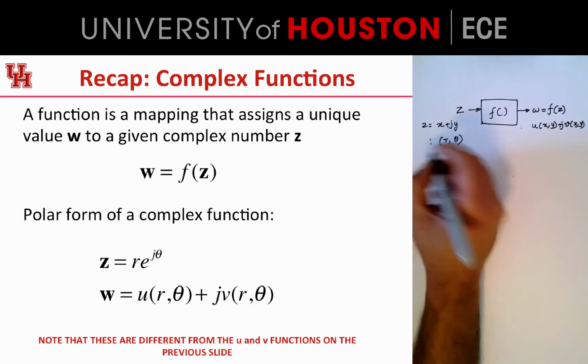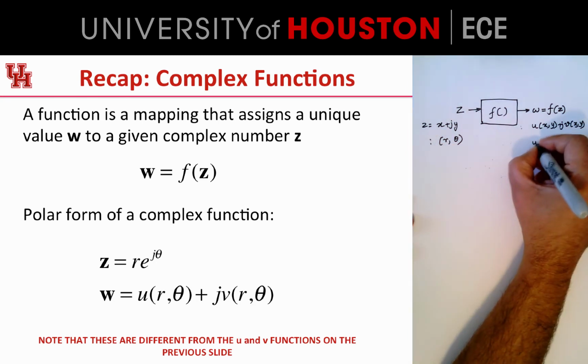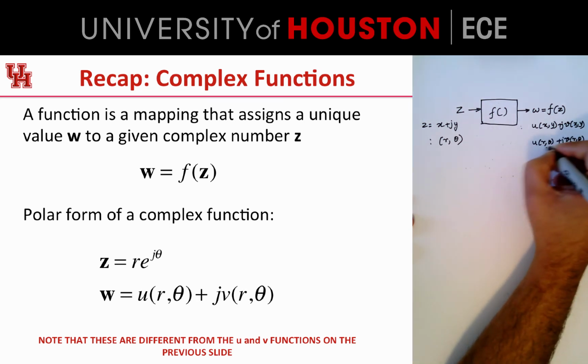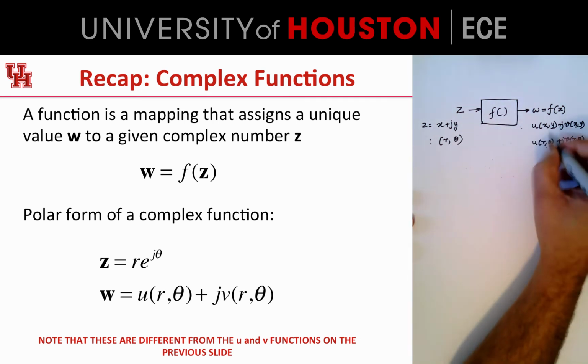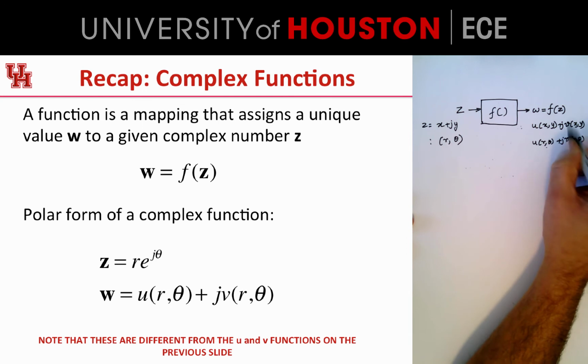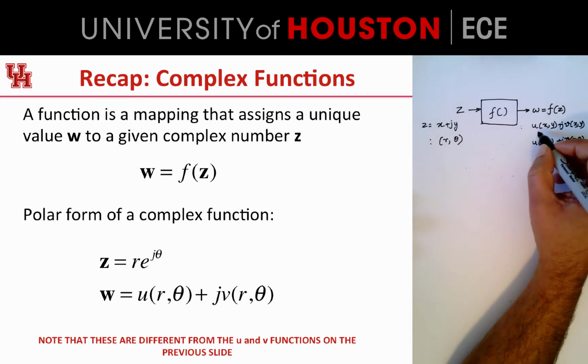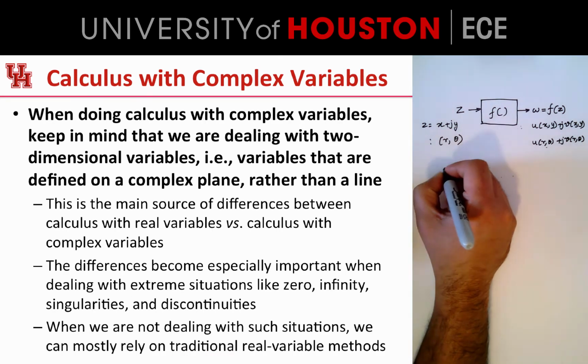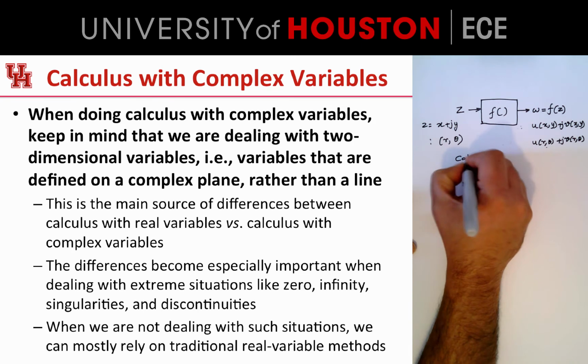Also we talked about the fact that u of r, theta plus j times v of r, theta, these u's and v's are different because they're functions of different variables, even though they're kind of related. So if you ever want to use these at the same time, try and stick a superscript or subscript or something to distinguish them. For our purposes, we're going to use one or the other, so there'll be not much confusion from that side. Okay, let's try and do some calculus with complex variables.